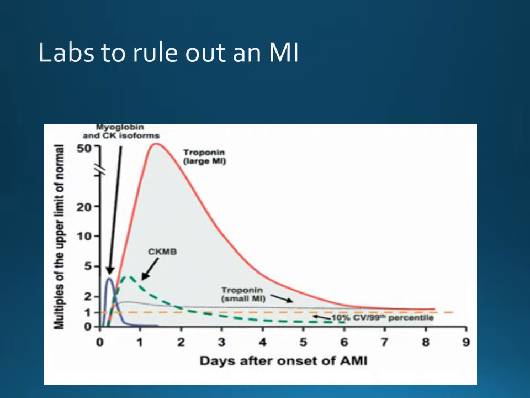Cardiac biomarkers that are drawn to rule in or rule out an acute MI are on this graph. You can see the CK, CKMB, and troponin. Troponin is very sensitive and can be detected even at very low levels. If initial markers are negative and have been measured within 6 hours of symptom onset, the biomarkers should be re-evaluated within 8 to 12 hours after symptom onset.